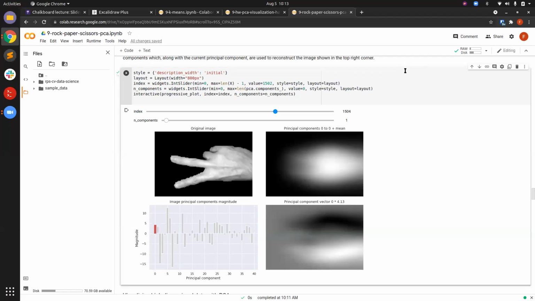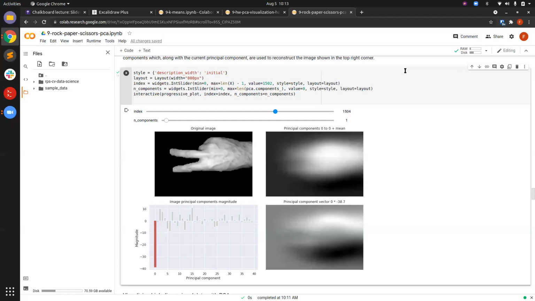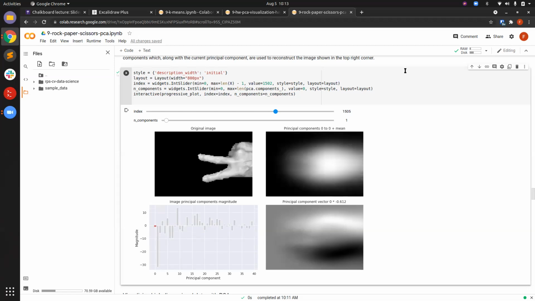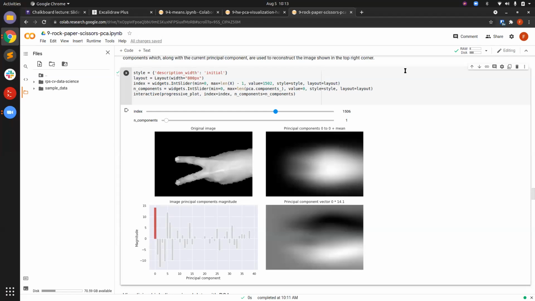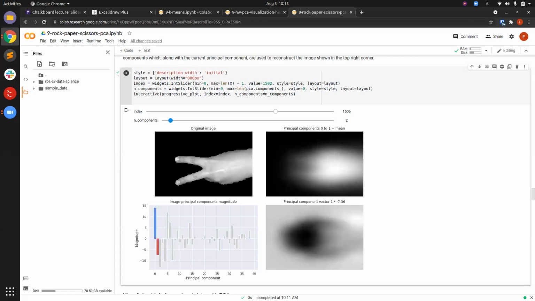So this encodes the position of the hand. If it's strongly at the top of the image, we have a large negative magnitude for this component. If it's in the middle, we have a smaller magnitude. And if it's strongly on the bottom of the image, we have a large positive magnitude. So the first principal component tells us where the hand is in the image. The second principal component also looks like it tells us something about the position of the hand in the image.